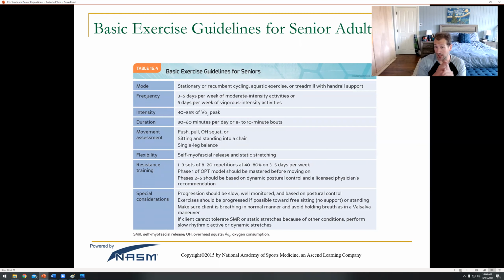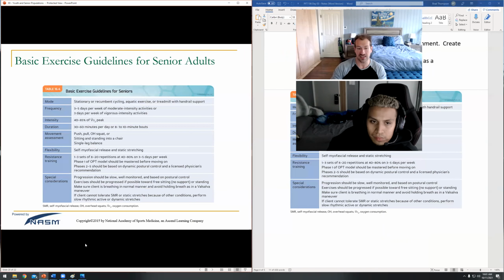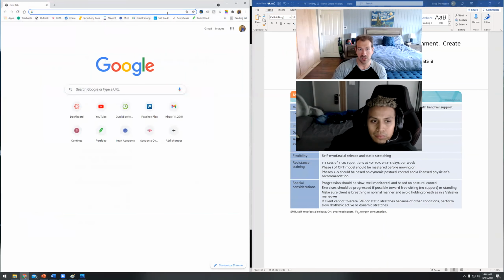Our movement assessments, we like the pushing assessment on the cable machine. We like the pulling assessment on the cable machine, and we like the overhead squat. If they cannot do the overhead squat because maybe they're struggling with their balance or their strength, then we can do the sitting and standing assessment in a chair. There's a test I'm going to teach you guys called the Tug Test, which is also a chair assessment.